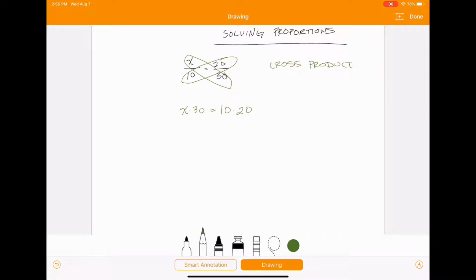So we're going to end up with 30x equals 200. Divide both sides by 30. You end up with x equals 20 divided by 3, which is 6.67. Again, that's all the cross product is. You're just multiplying this, setting equal to those multiplied together, and then solving for x like we have done previously when you solve an equation.